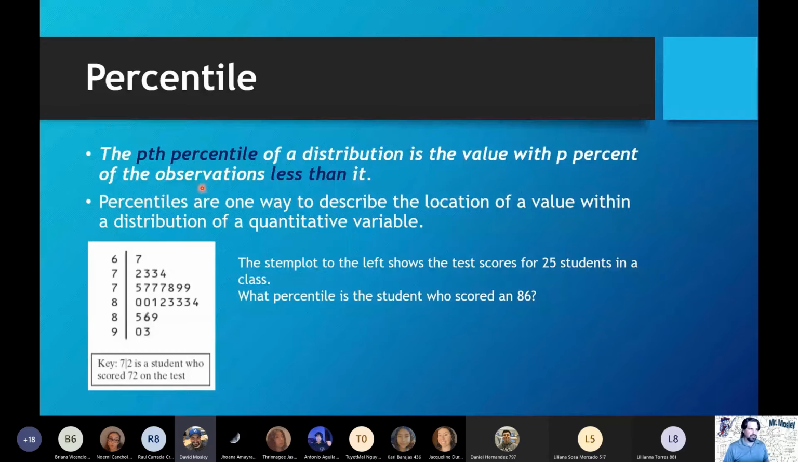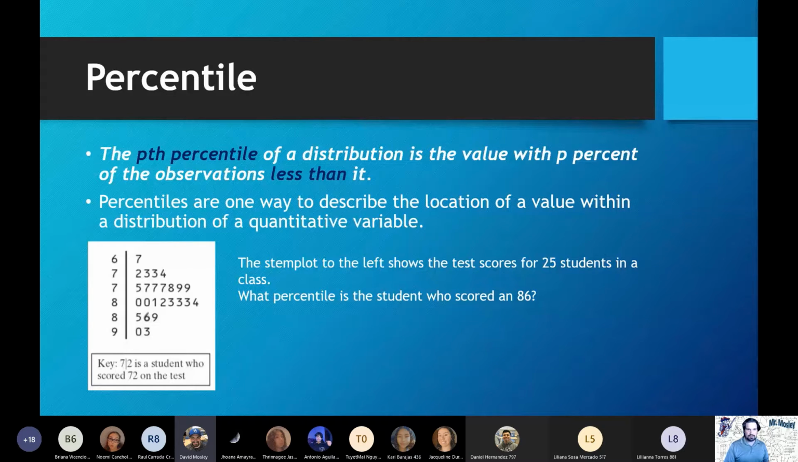Right, so we'll look at an example here. Our stem plot to the left shows the test scores for 25 students in a class. They range from 67 to 93. We have our key here, 72, the student who scored a 72. We want to know what percentile is the student who scored an 86.